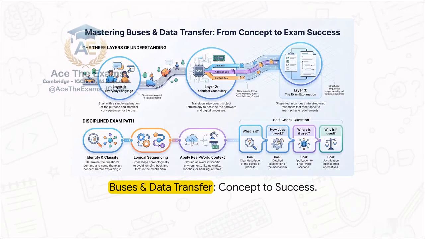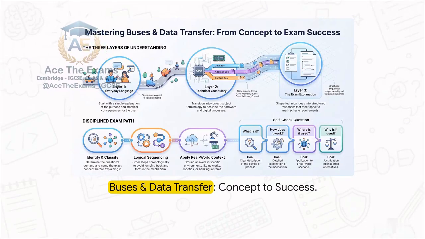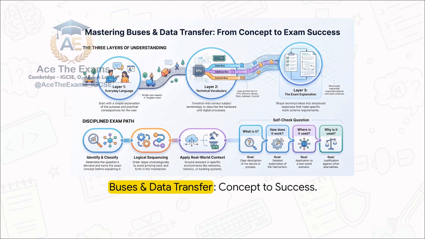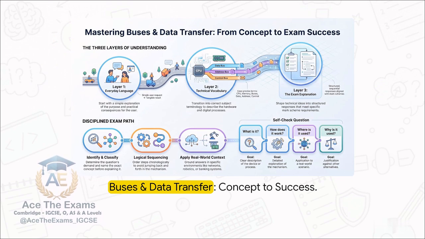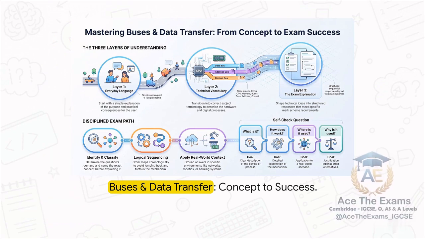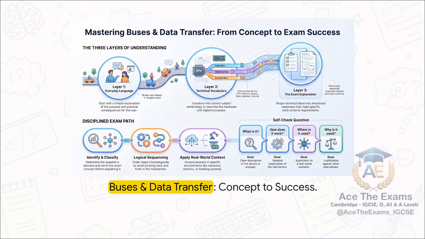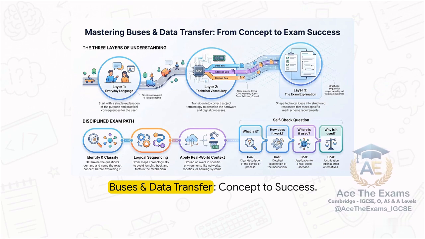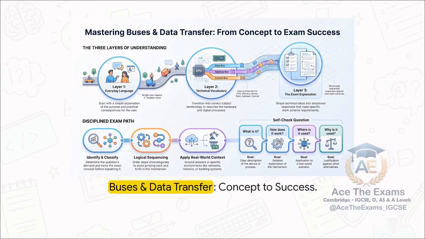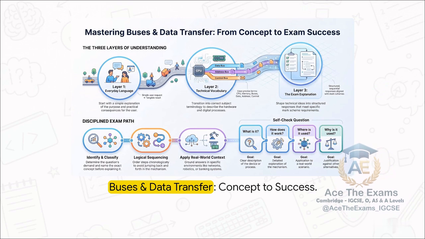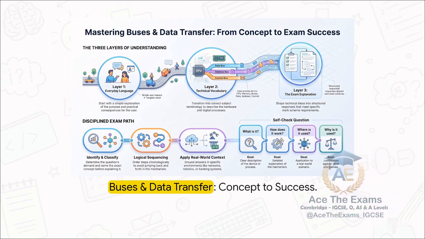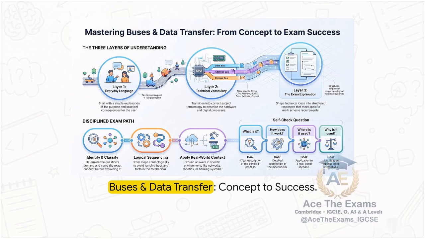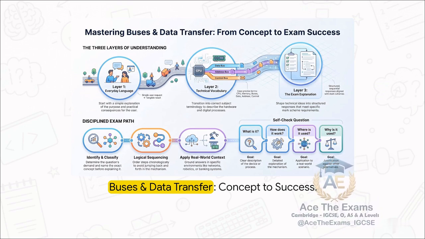Taking a look at this detailed slide, you can see how to translate this into technical reality by following a disciplined exam path. Moving from everyday language right into Layer 2, we have 3 distinct buses connecting the CPU and memory. The data bus carries the actual data. The address bus carries the location of where that data needs to go, and the control bus carries the signals managing the operations. To successfully describe this interaction, you just move logically from classifying the concept to sequencing the steps and then applying the real-world context.